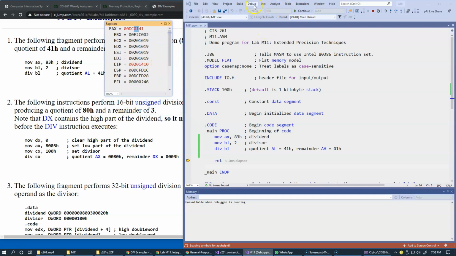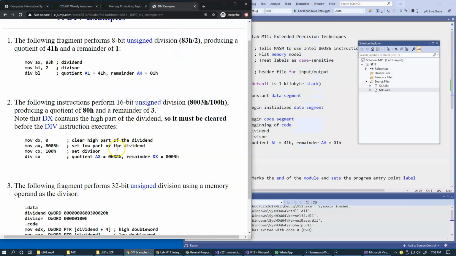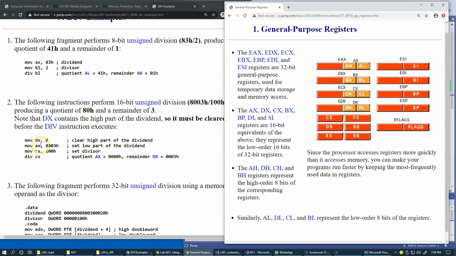Another example, let's go debug, stop debugging. So we have another situation where we are dividing register AX by the value, the divisor is register CX, so both are 16 bit. So AX divided by CX. However, we must remember to clear the upper part. Basically, the high part of the dividend is going to be in register DX.